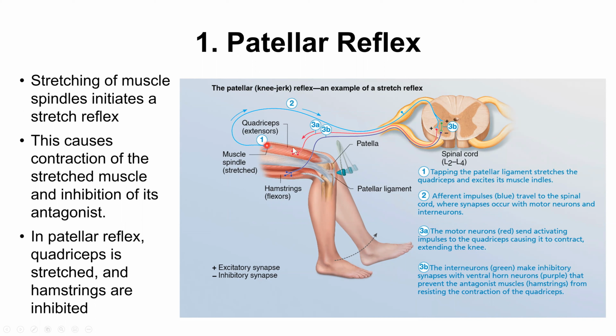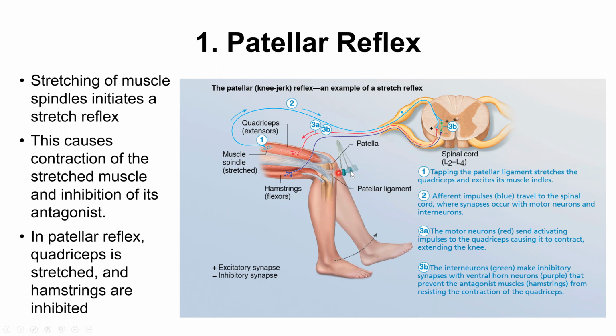So if the quads are responsible for extending the leg, the hamstrings are responsible for flexing the leg. So if we want to contract this top muscle, we make this muscle shorter, the leg is going to kick out. We also need to inhibit the flexors so that they don't prevent the kicking out of the leg. So in the patellar reflex, the quadriceps is going to be the one that's stretched and is stimulated to contract, and the hamstrings are then inhibited. So let's go through this pathway together then.